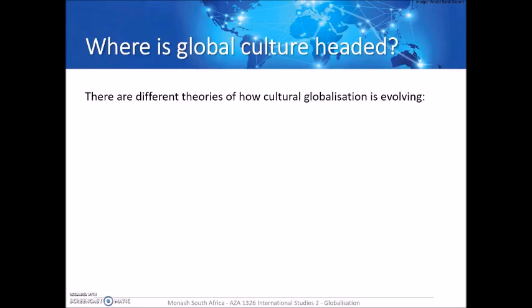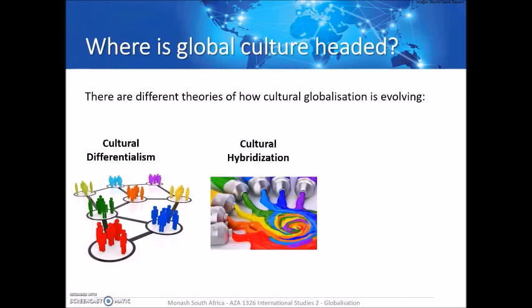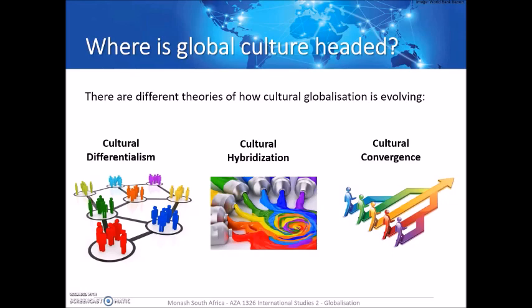So considering that that's global culture, we have to ask ourselves, where is this global culture headed? How has it been evolving? Where is it going to go? And there are three big, very different theories of how cultural globalization is evolving. One of them is cultural differentialism. The second one is cultural hybridization. And the third one is cultural convergence.